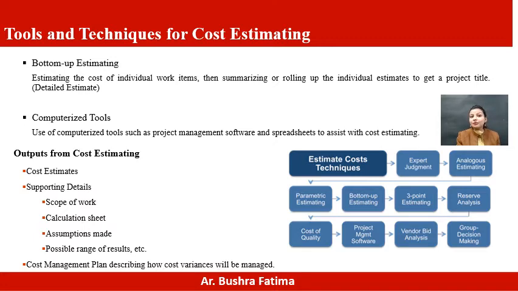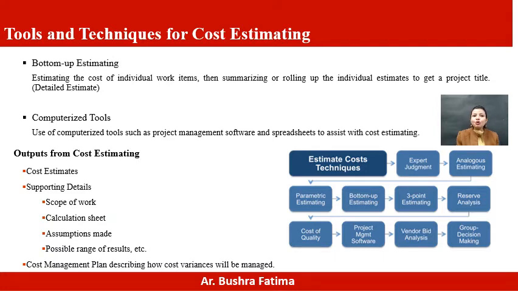The next one is reserve analysis. Reserve analysis is used to determine how much contingency reserve, if any, should be allocated to the project. This funding is used to account for cost uncertainty. Then there is the cost of quality. COQ includes money spent during the project to avoid failures and money spent during and after the project due to failures. During cost estimation, assumptions about the COQ can be included in the project cost estimates.